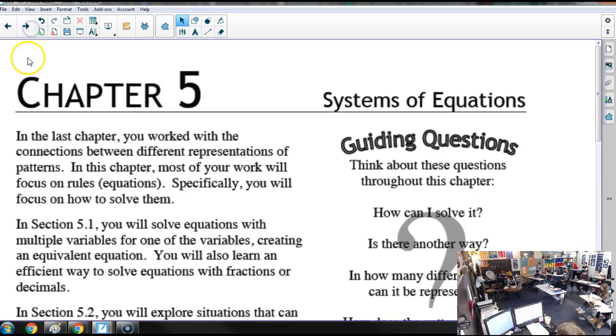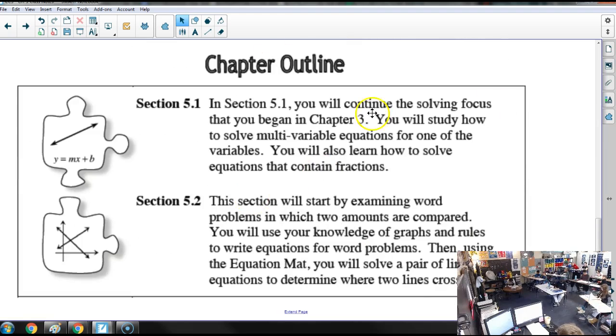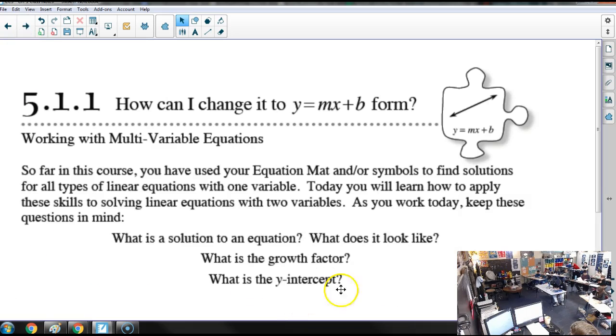So if you worked on the homework last night, working ahead, our chapter in a nutshell is pretty fast, actually. So 5.1, we're going to continue our solving focus on getting to y equals mx plus b form and utilizing that form. And then 5.2, we're going to be looking more at systems and when and where do graphs cross and what does that crossing point actually tell us.